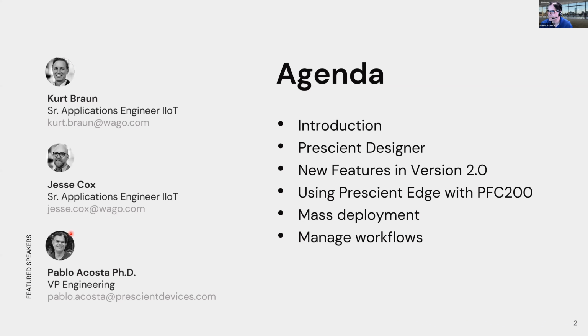What we have in the agenda for today is a quick introduction about Prescient, then talk about the designer architecture and the new features in the Designer 2.0 release. And then I'll turn it over to Kurt and Jesse, who will first introduce WAGO's edge controllers and all the excellent line of IoT hardware they have. And then Kurt will show a demo, a high wire act as always with a live demo, on how to deploy to multiple devices with Prescient Designer. That's what we have in store for today.